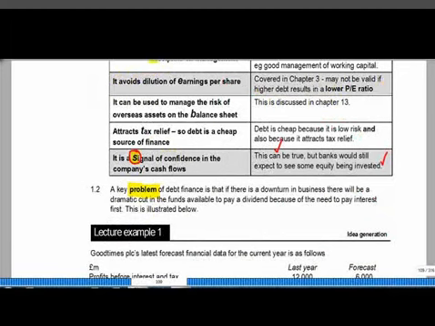Now moving on to look at some of the problems. The first practical problem that we're going to look at is that if you use a lot of debt and then there's a downturn in business, then you still have to pay the interest. And that might lead to a dramatic cut in the funds available to pay a dividend. This is sometimes called financial risk. And we can illustrate financial risk by using lecture example 1.